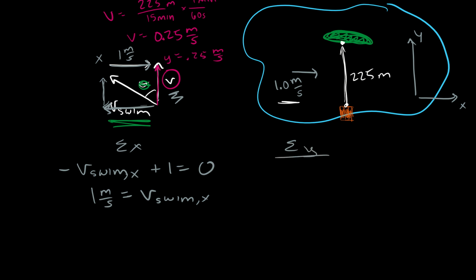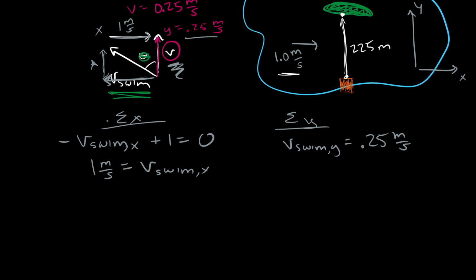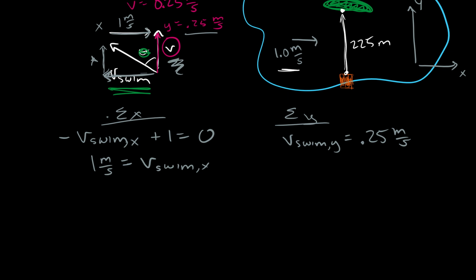Now we want to sum the y components. So summing the y components, well, we have our v swim y right here is going to just be equal to the y component, which is 0.25 meters per second. So we know that y component of v swim, so v swim y, has to be equal to 0.25 meters per second. And that's because this just has a y component. Okay, so we're making progress. We now know that the x component of that vector is going to equal 1 meter per second. And we know the y component has to equal 0.25 meters per second.